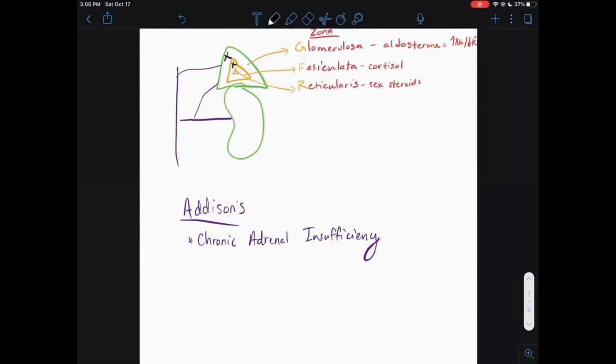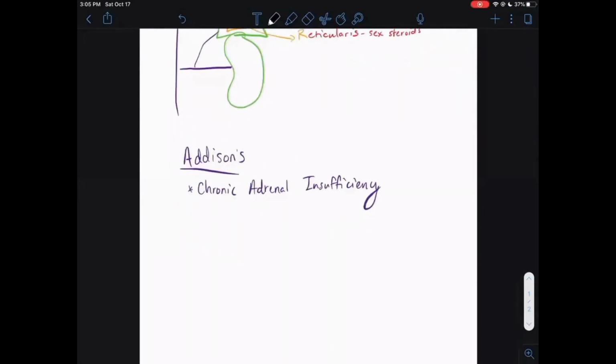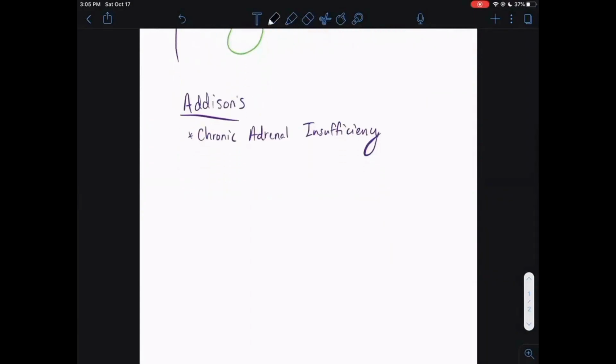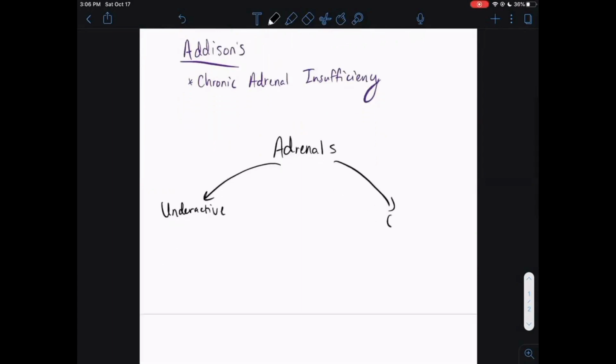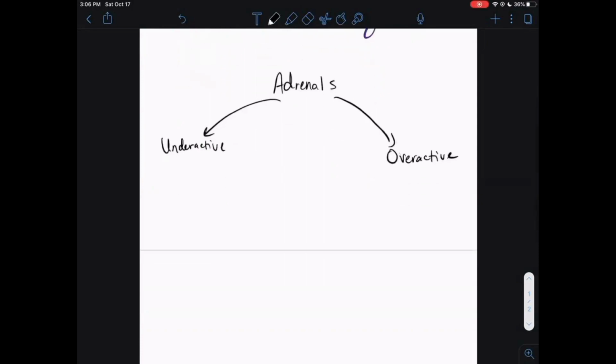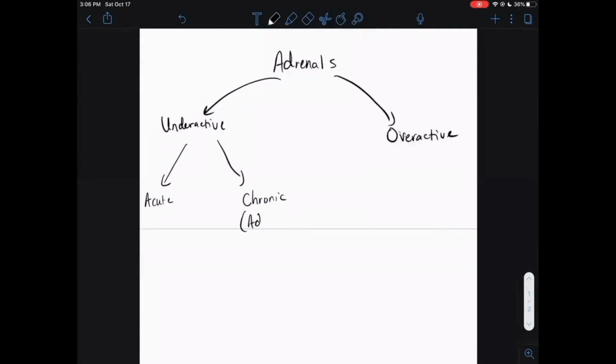There's a bunch of different ways that you can get adrenal insufficiency. There's going to be an acute and a chronic version. Let's take an overarching term here, adrenal function. Here's your adrenals. It can be either underactive or it can be overactive. We're going to be going down the underactive side of the tree here. Underactive can be something that occurs acutely or something that occurs chronically. And this is where Addison's falls, under chronic adrenal insufficiency.